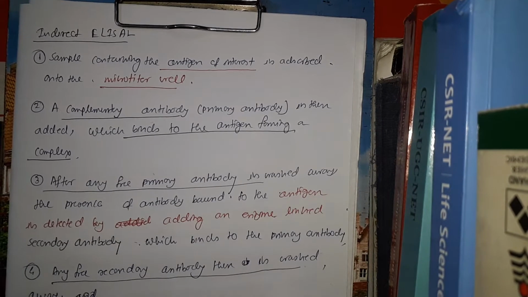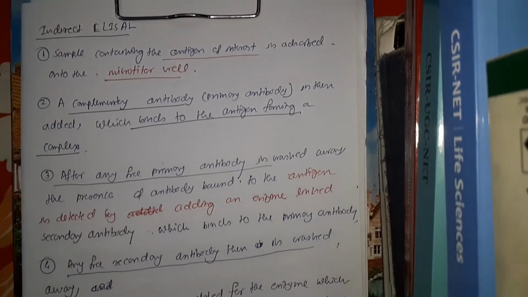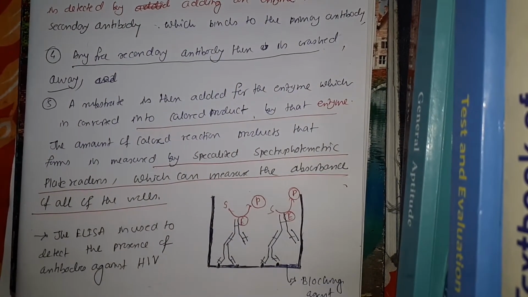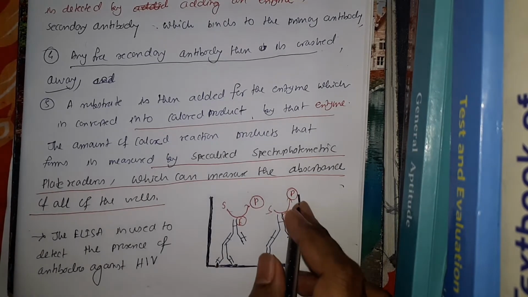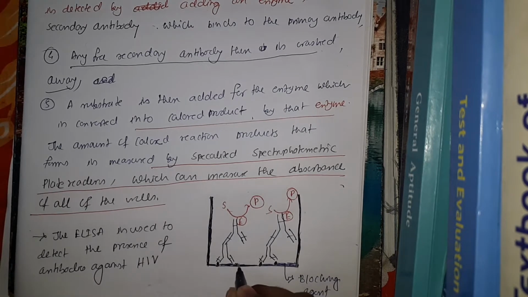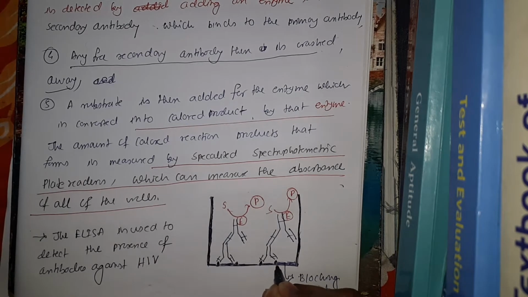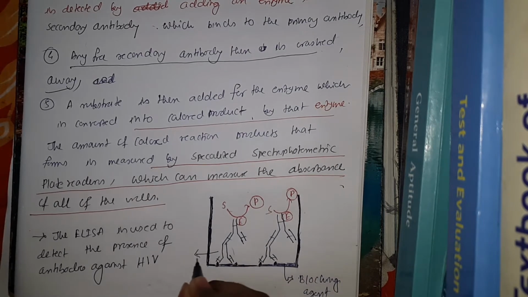Let's talk about indirect ELISA in detail. Let's focus on the picture first. First of all, we add our sample containing the antigen of interest, and the antigen of interest will bind over here. Then we will add the primary antibody. These things are the primary antibody.